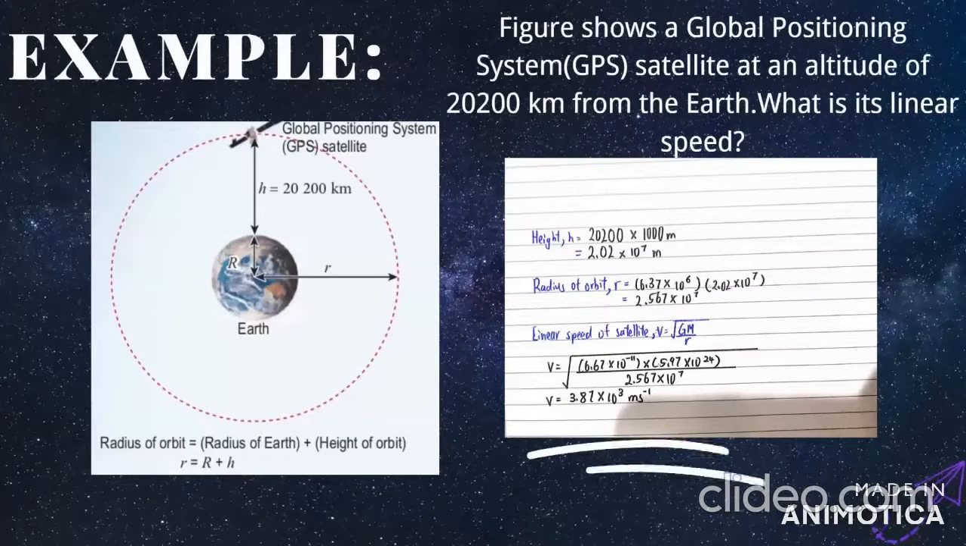For example, the figure shows a Global Positioning System, GPS, satellite at an altitude of 2,200 kilometers from the Earth. What is its linear speed? Height h is equal to 2,200 times 1,000 meters, which is 2.2 times 10 power 6 meters. Radius of orbit r is equal to 2.567 times 10 power 7 meters. For the linear speed of the satellite v, we use the formula square root of GM over r. We get v equal to 3.87 times 10 power 3 meters per second.